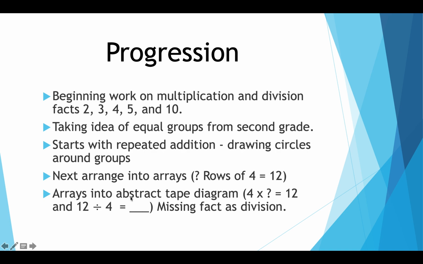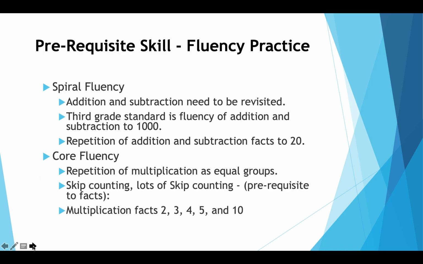And then from arrays, they move into abstract tape diagrams, and they introduce missing factors for multiplication problems, and they bring those back as addition. So 4 times what equals 12, and then they introduce the partner fact, 12 divided by 4 equals what. So starting to work with fact families here, and I think that's powerful too to show them together because multiplication and division as operators have equal power, so they're equally important.